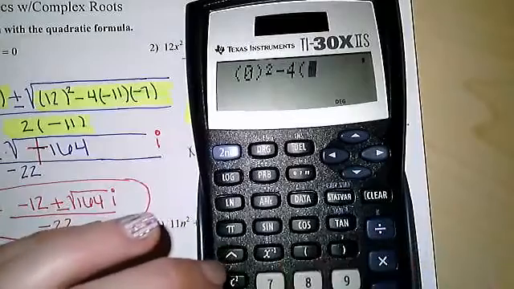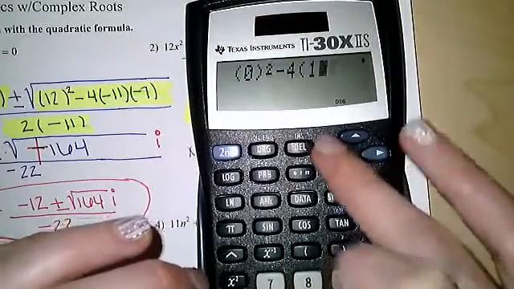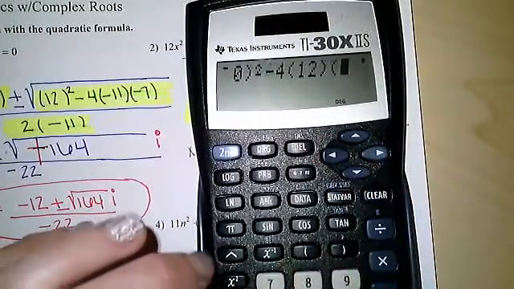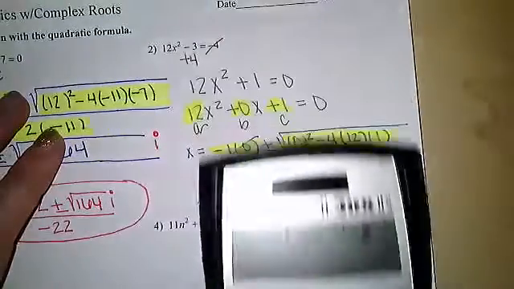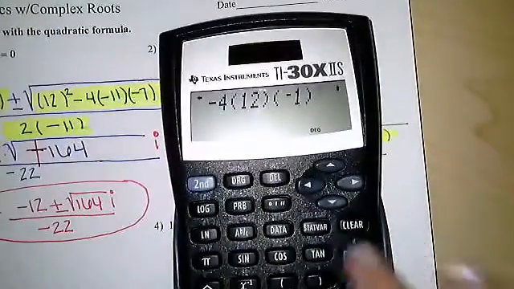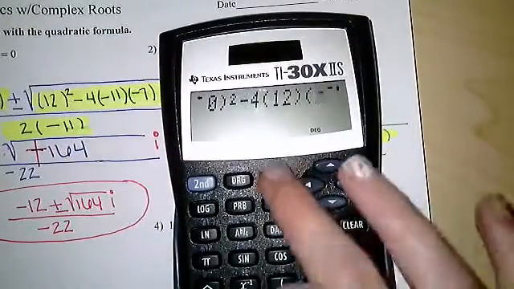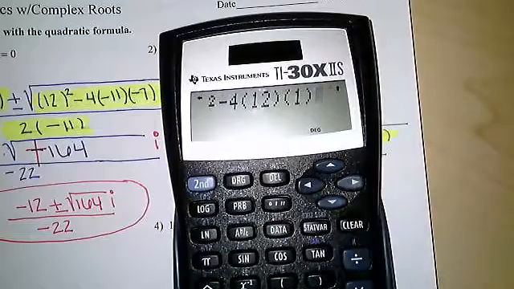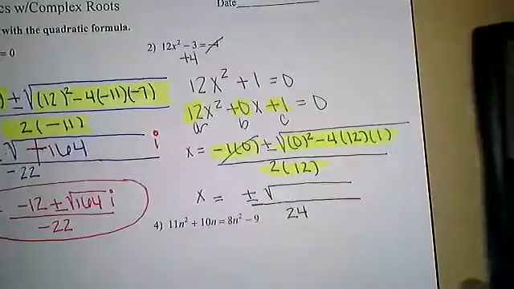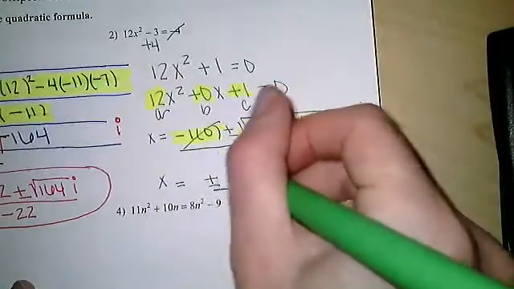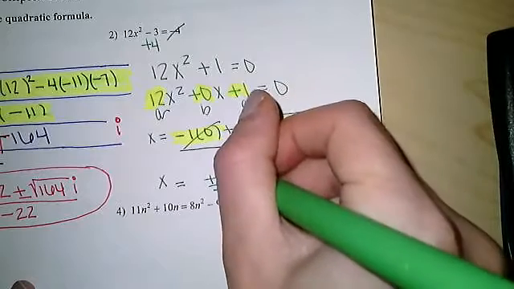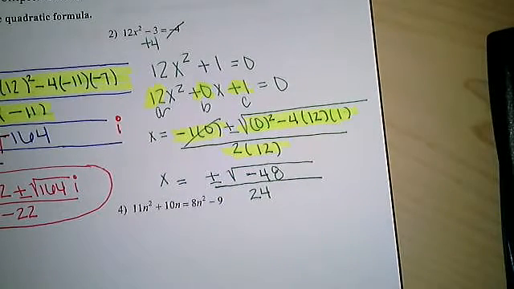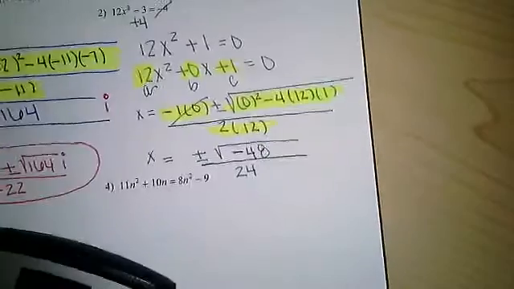Minus 4 times 12, times -1. Oh, that's a +1. If that happens, just go here and hit delete. There we go. That comes out -48. We got another negative answer right here. I have a feeling most of these are going to be negative, or 2 imaginary solutions.